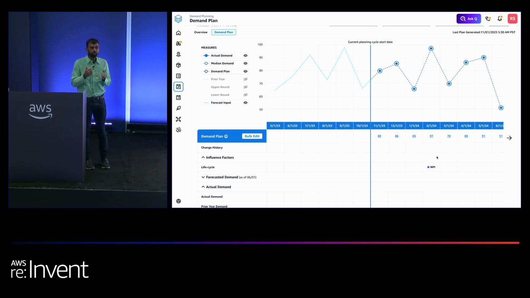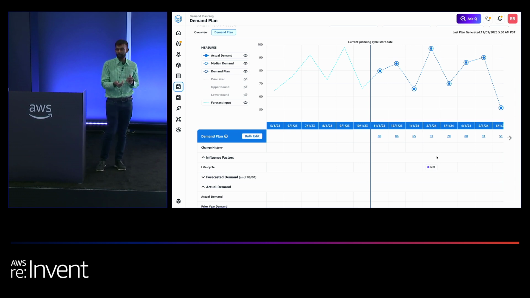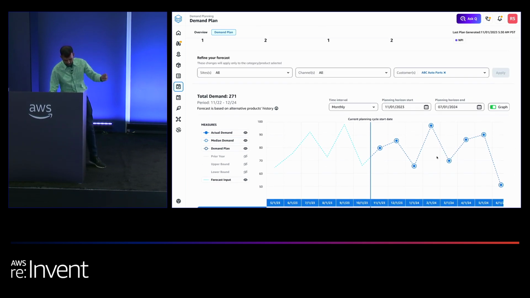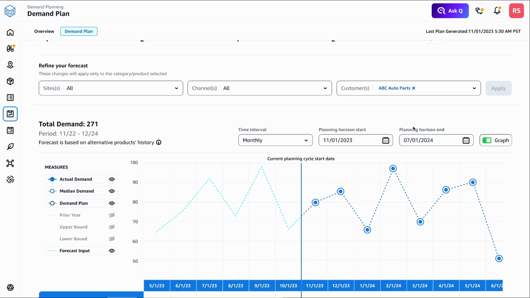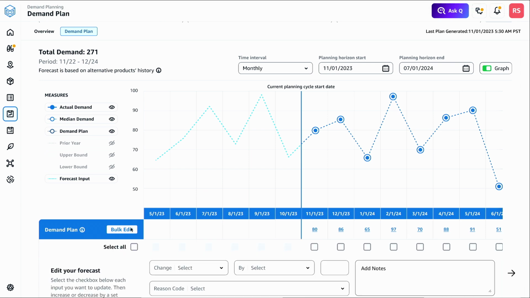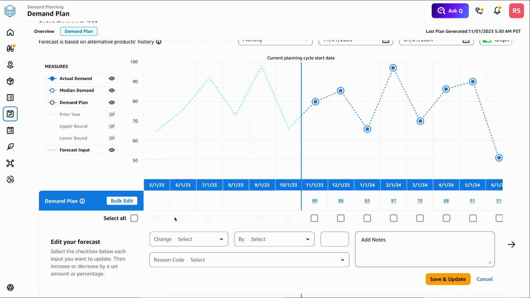Now, there might be situations where the demand planner has to enter some external input. So here, the example that we are looking at is a product that is sold at a customer, ABC Auto Parts, and I just received word that they are going to run a promotion which is forcing me to increase my forecast by 50%. So I'm going to click on bulk edit, and I'm going to choose the time period for which the change needs to be made.